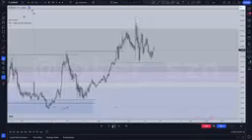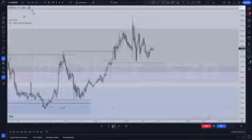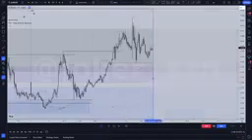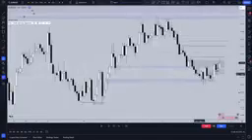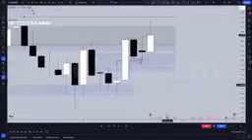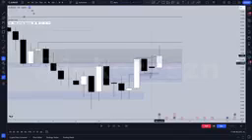So again, we want to wait for daily close. There we go, we have daily close right here. And we now go to the daily, and we can see that we have now also closed above the mean threshold, or the 0.5 level of this bearish order block, right?